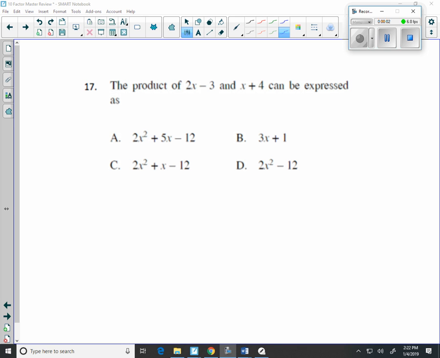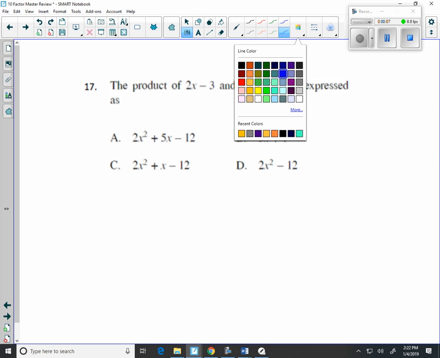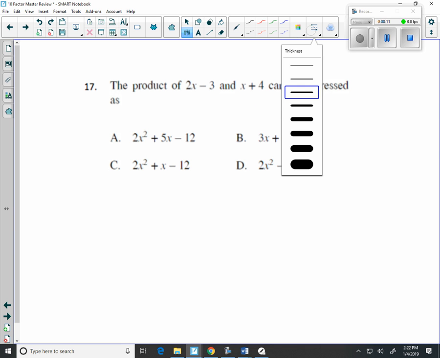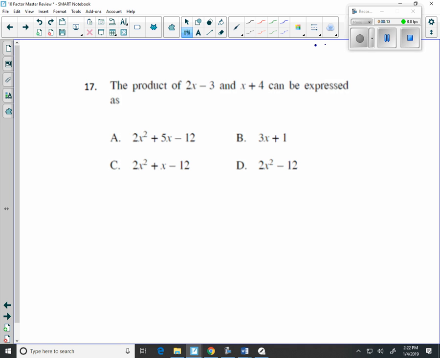Okay, now we just have a couple multiple choice problems. I really suggest you work these exactly like you would if you didn't have multiple choice, and then just double-check using Desmos. So the product of 2x plus 3 and x plus 4 can be expressed as one of these three. So product means multiply.